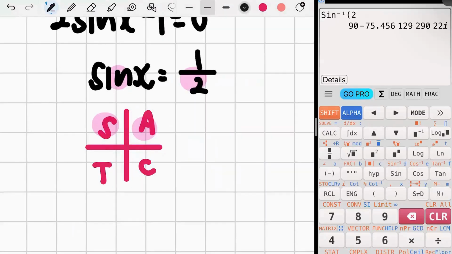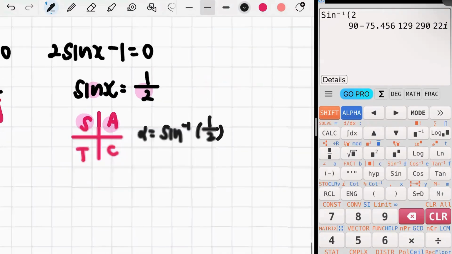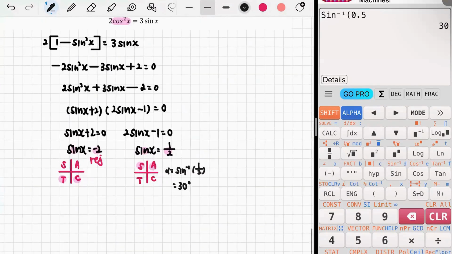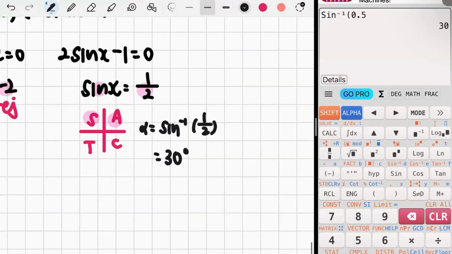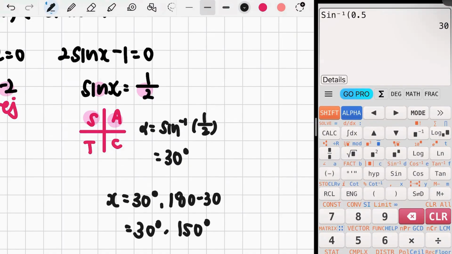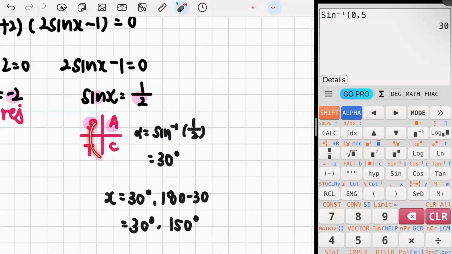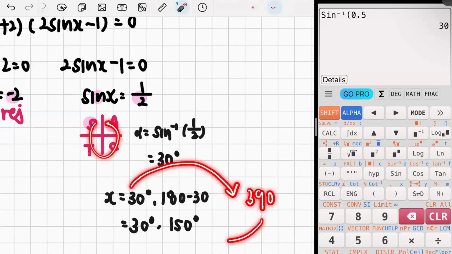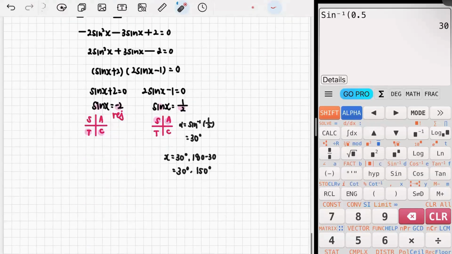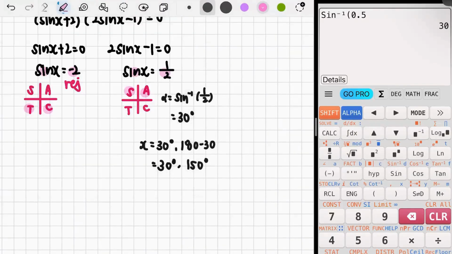So let's continue for this side here. My alpha is just sine inverse half. When I do sine inverse half, I just get 30 degrees. Okay, so what do they want? They just want 360, so one cycle only. So that means my x is 30 for my first quadrant. Second quadrant will be 180 minus 30. So it's 30 and 150. Then if you're scared, because it cannot be third and fourth quadrant, let's say you want to go one more round. So you add 360, this is 390. Do I want 390 or not? Don't want. So at the end of the day, just this one is my answer already.